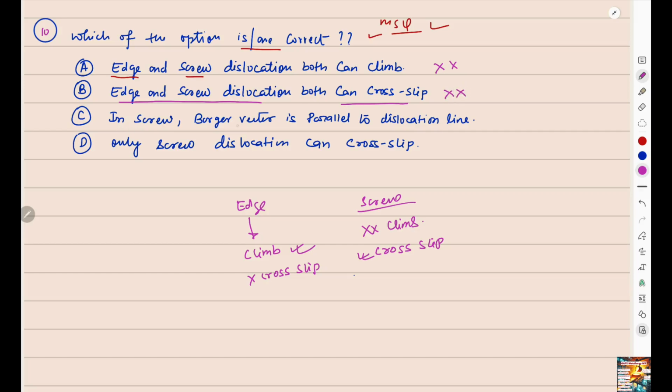The third option is about screw dislocation. In the third case, for the screw dislocation, the Burgers vector is parallel to the dislocation line. So this is correct. In screw dislocation we know that the Burgers vector is parallel to the dislocation line, whereas for edge dislocation the Burgers vector is perpendicular to the dislocation line. So this is true. Fourth option, only screw dislocation can cross slip. So this is true. Cross slip happens only in the screw dislocation. So there are two correct options for this question. Now we will move to the next question.